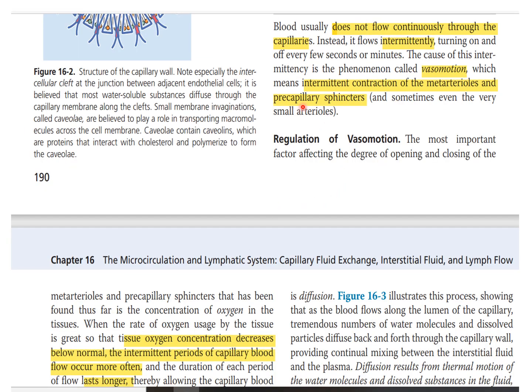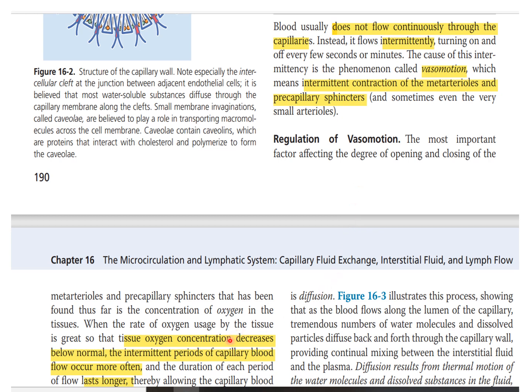So as you have seen, we have completed the ultramicroscopic structure. Now we are moving towards the heading called vasomotion. Like in arteries and veins, the movement of blood here is not continuous but intermittent. We will call it vasomotion. It depends on the contraction of the metarteriole and precapillary sphincter.